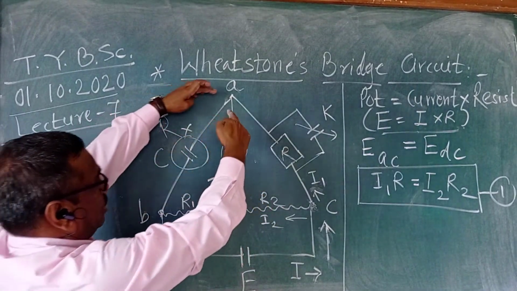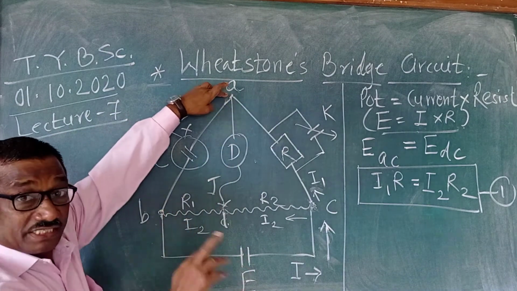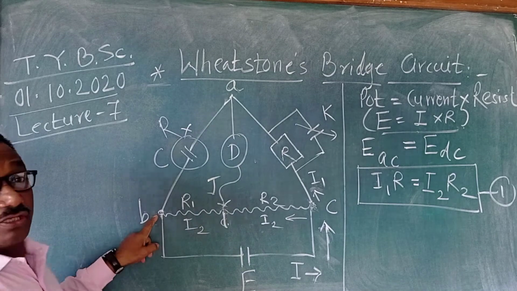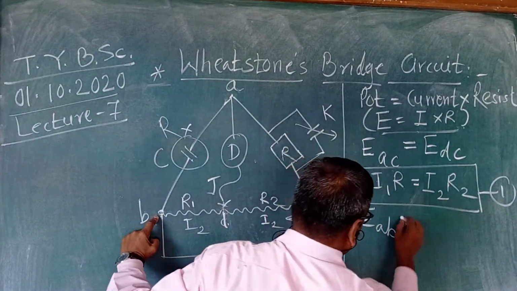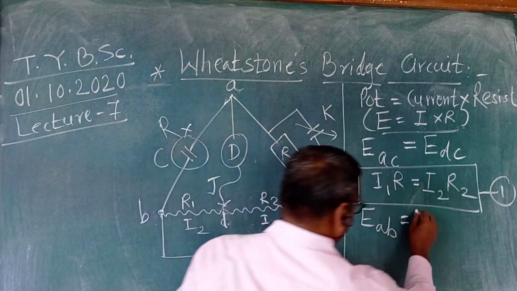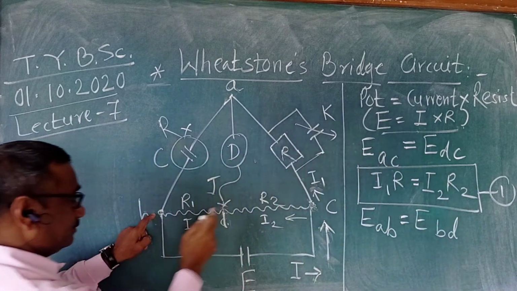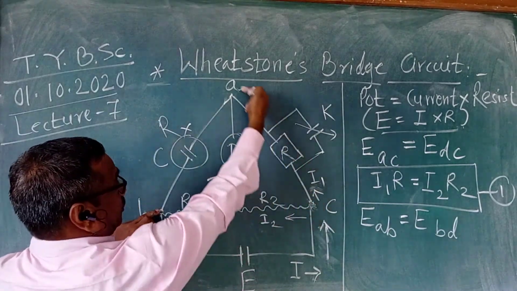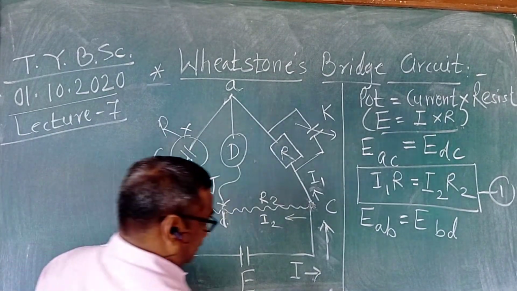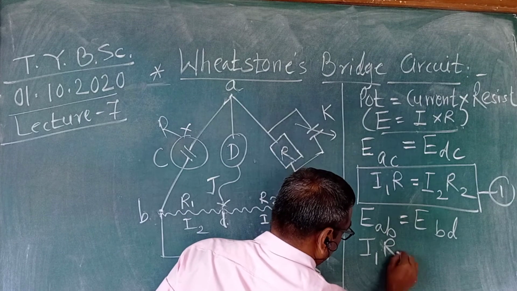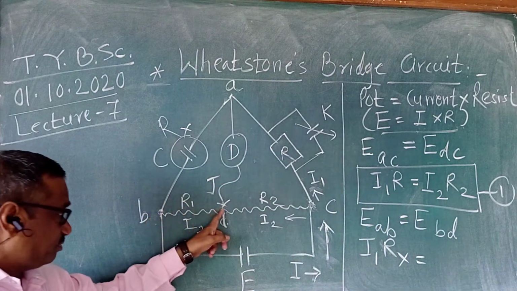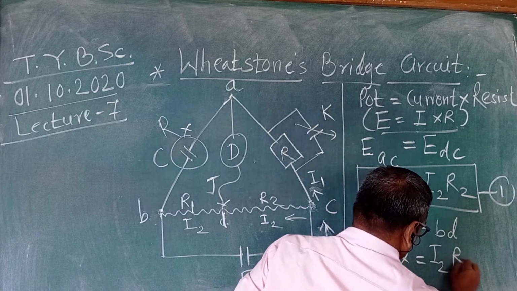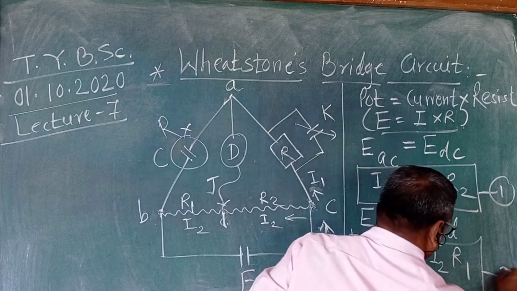Similarly, the potential drop across AB is equal to the potential drop across BD. So EAB is equal to EBD. Now, what is the current and resistance on AB? The current I1 flows through AB and the resistance is Rx. So I1 Rx is equal to, on BD, the current I2 and resistance R1, I2 R1. This is equation number 2.